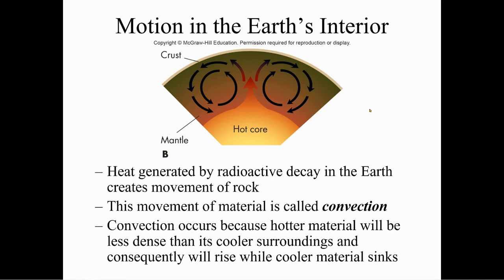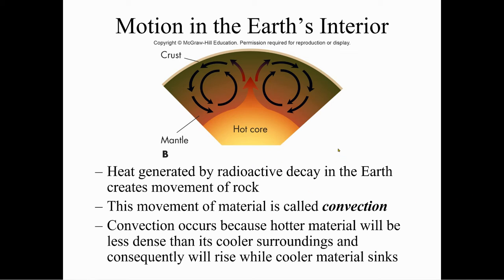Again, a little more geology, motion in the Earth's interior. Heat generated by radioactive decay in the Earth creates movement of rock. This movement of material is called convection. Convection occurs because hotter material will be less dense than its cooler surroundings and consequently will rise while cooler material sinks. Remember, as an object heats up, it expands. As it expands, it becomes less dense, all right? And less dense material will rise to the top. And this causes these convection currents, all right?